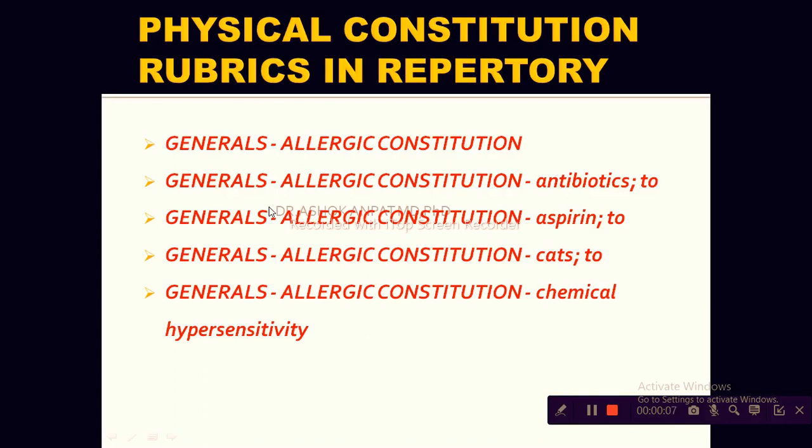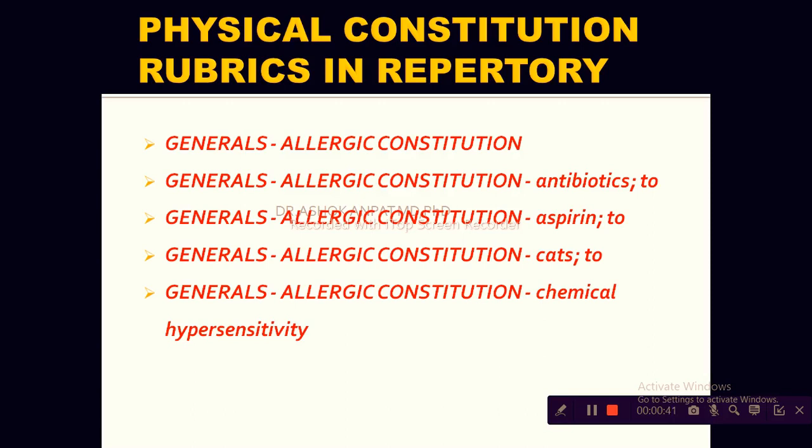So, continuation in the second lecture, that is physical constitution and rubrics available in our repertory. So, how to select the rubrics concerning the physical constitution during day-to-day clinical practice. This is the second session. Part first is already published, and in the second session we are now discussing the remaining rubrics concerning the physical constitution.